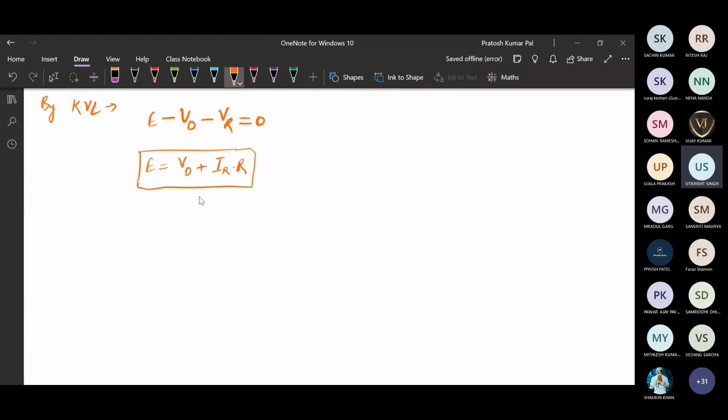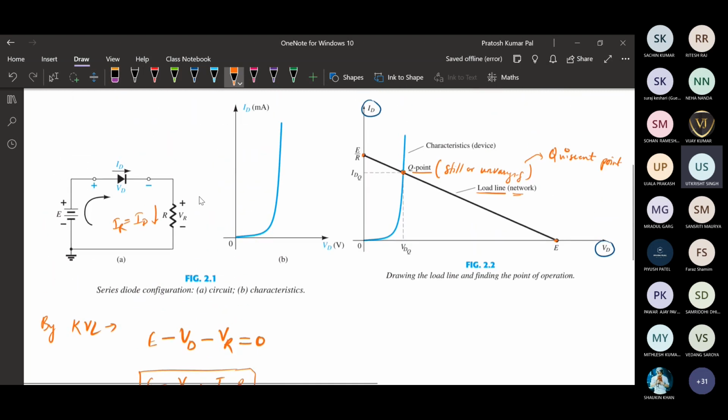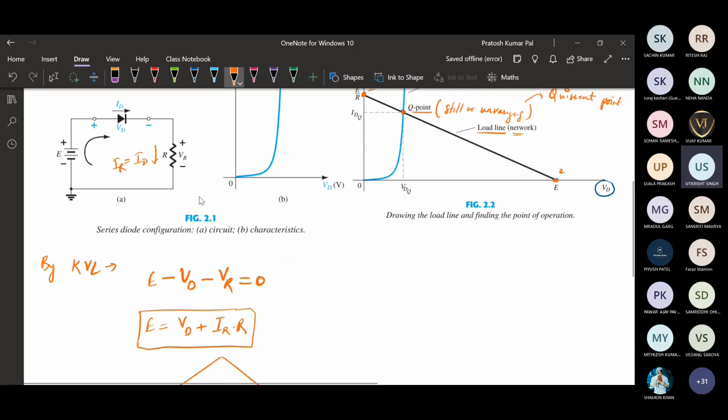This is the KVL equation for the network. From this KVL equation, we can consider two different points. This is the ID versus VD curve, and the load line is a straight line. To draw a straight line, we need two different points, point 1 and point 2. If the values of these two points are known, we can draw the load line.